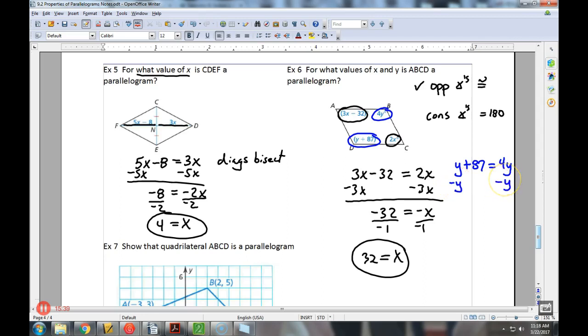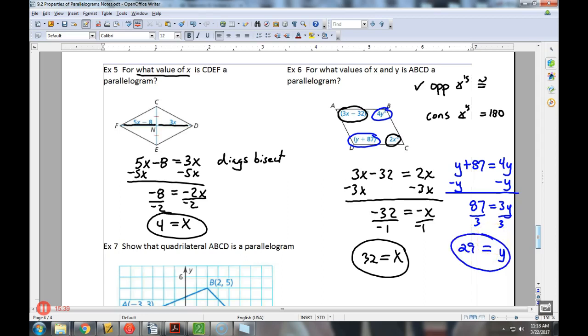Take away y from both sides. That gives me 87 is 3y. Divide both sides by 3. And you will get y equals, what's that, 29.